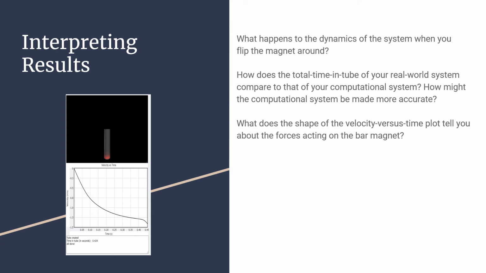Lastly, what does the shape of the velocity versus time plot tell you about the forces acting on the bar magnet? The velocity versus time plot is shown in the picture to the left, and it is kind of like an exponential decay, which leads me to believe that the forces on the magnet aren't necessarily constant, because the velocity versus time plot is not linear.